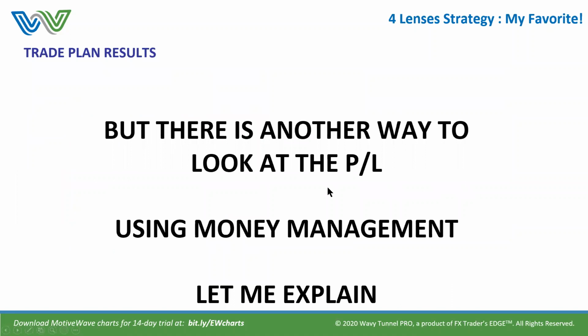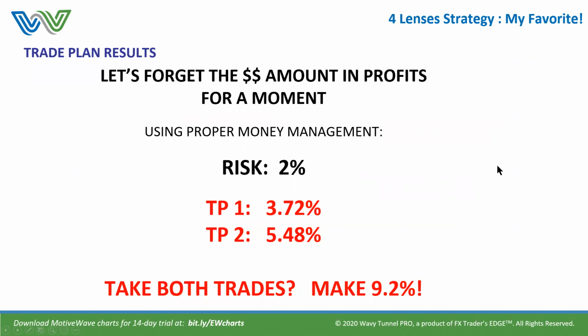But there's another way to look at the P&L using money management. Let me explain. Let's forget about the dollar amount and profits for a moment, and let's look at percentages. Using proper money management, we're risking 2% per trade. Let's say we risk 2% per trade. Based on our profit target, the take profit 1 is 3.72%. Based on the move, the second is 5.48%. Take both trades, make 9.2%.